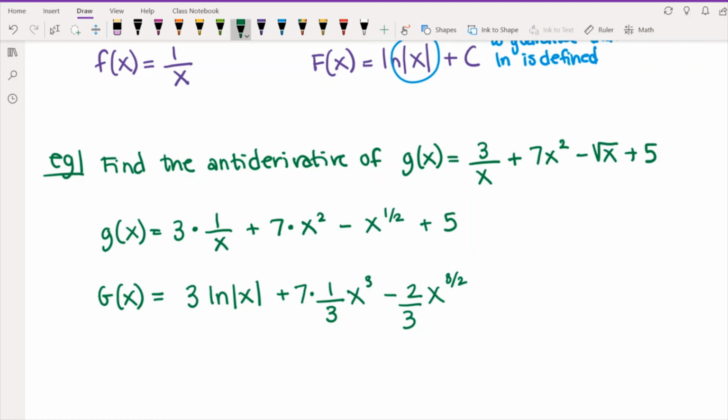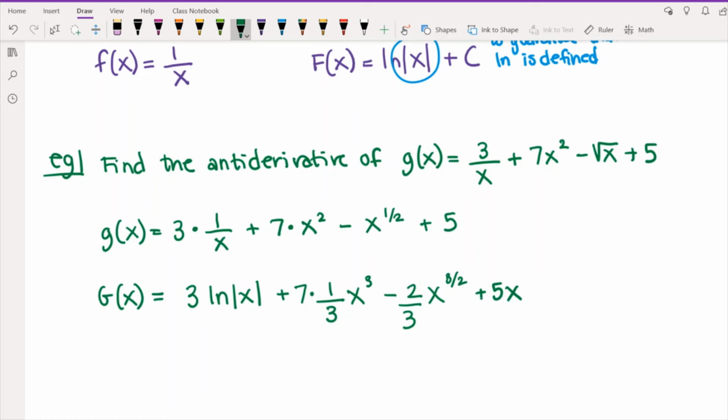And then what about this 5? So what is the antiderivative of a constant? It's not 0, right? The derivative of a constant is 0, but the antiderivative of a constant is not 0. So just think about it as, what function could you take the derivative of and get 5? And the answer is 5x, right? Because if you take the derivative of 5x, you just get 5.